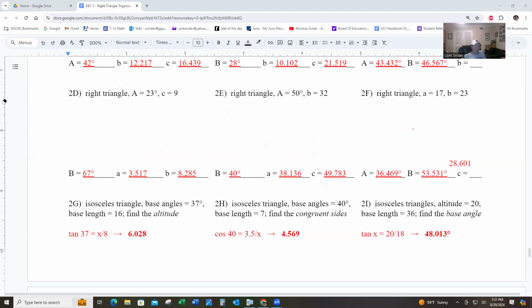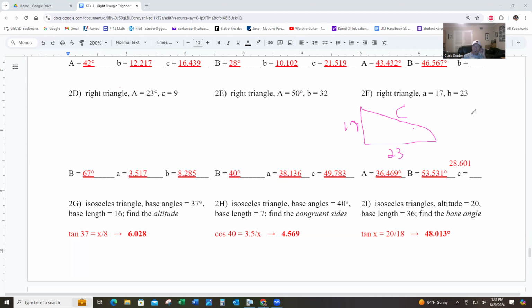All right, in the right triangle here. Right triangle, A is 17, B is 23. So A is a little shorter than B. It's really hard to write with a cursor with a mouse. And this is C. So you could use the Pythagorean theorem if you wanted to.